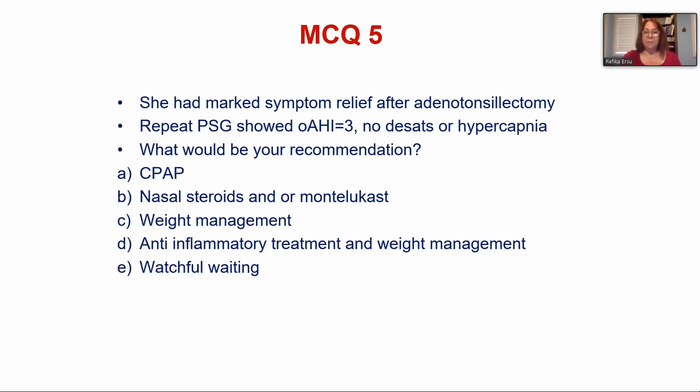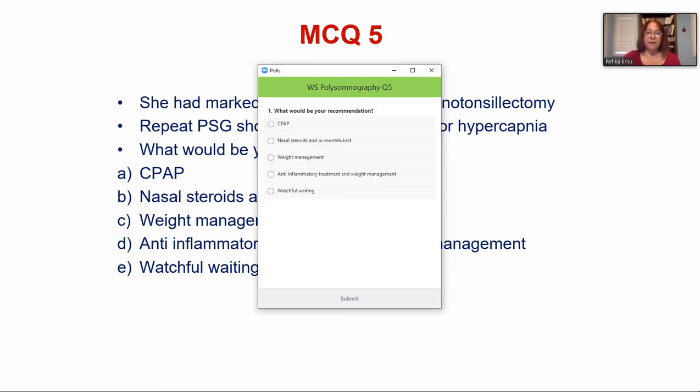So she had marked symptom relief after adenotonsillectomy. Repeat polysomnography showed, so this girl was lucky, an obstructive apnea-hypopnea index of 3, which is mildly abnormal. There were no desaturations or hypercapnia, so great news. Then what would be your recommendation? CPAP, nasal steroid and/or Montelukast, since this is an inflammatory disease, weight management, anti-inflammatory treatment and weight management, or watchful waiting.